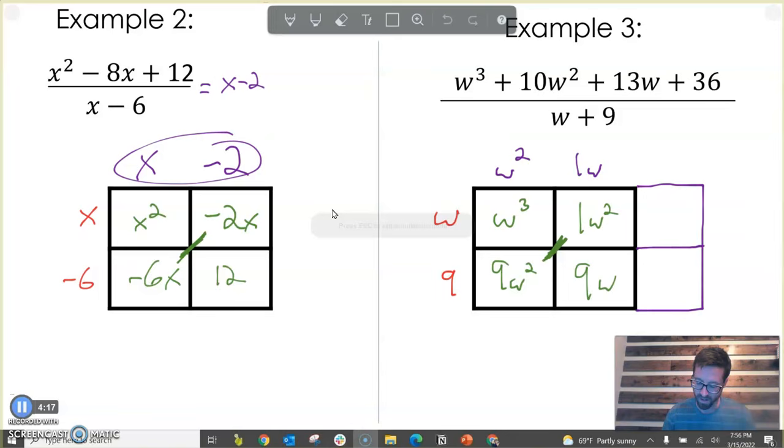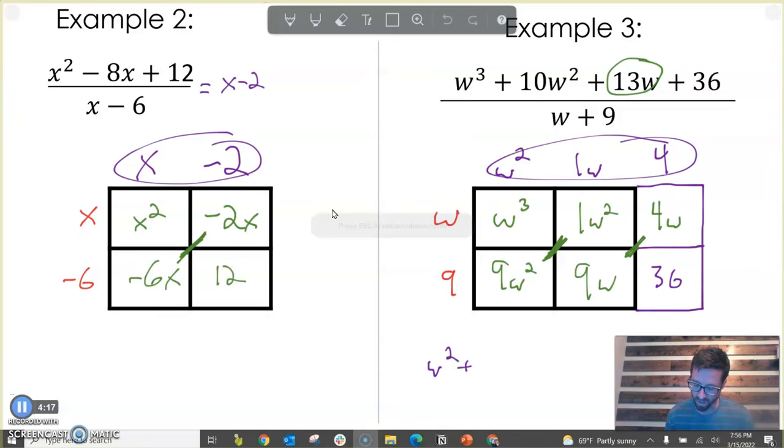Now I know that 9w plus something is going to give us 13w. And hopefully you're saying, oh, that must be 4w because 9w plus 4w is 13w. Well, now we're ready to divide. 4w divided by w is 4. And then 4 times 9 is 36. So therefore, I didn't give myself room to write it over here to the side, but there is our quotient. It is w squared plus 1w plus 4.